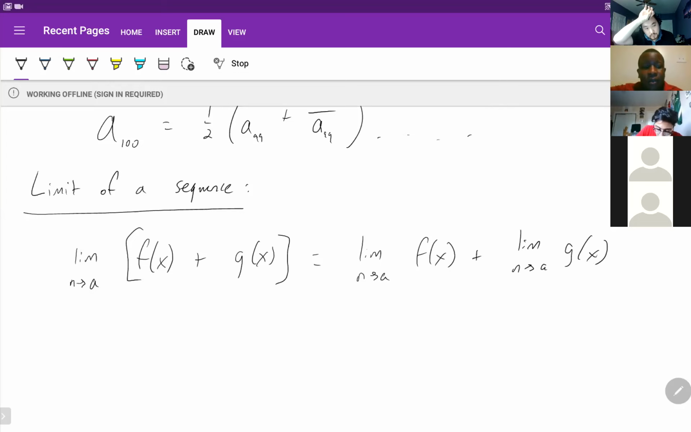It's saying how addition and subtraction are preserved under limits. That's the way you say it, right? Same thing with multiplication, right? If you're multiplying two functions, you can break them up into two limits, and then division, so long as the bottom isn't 0. So these properties actually carry over to limits of sequences, all right?